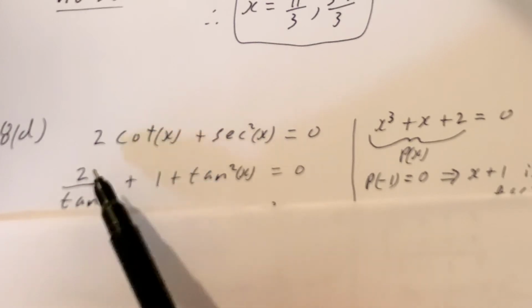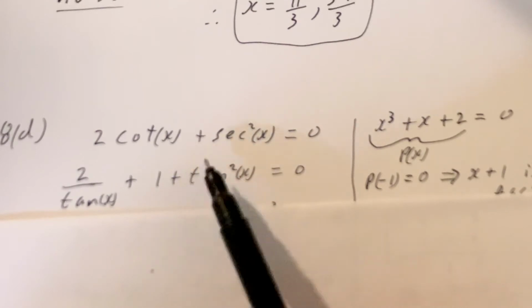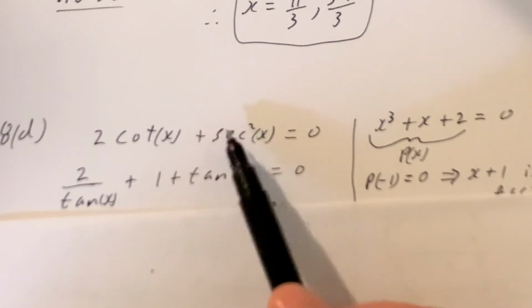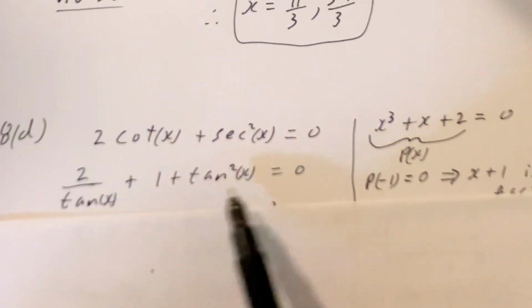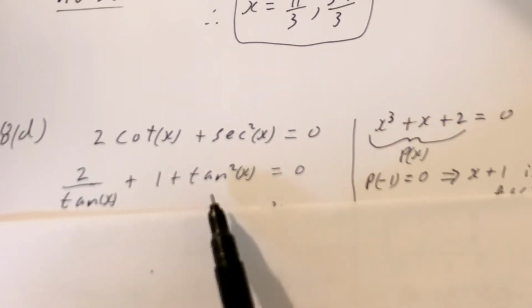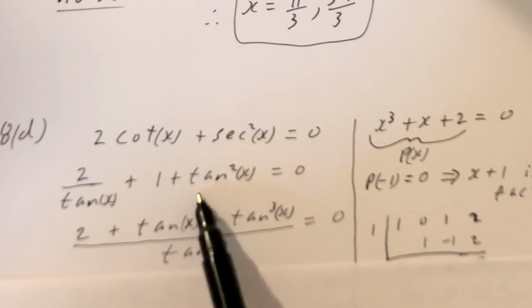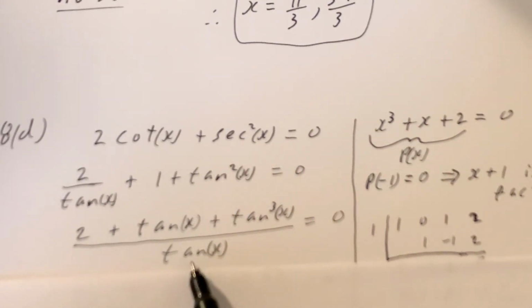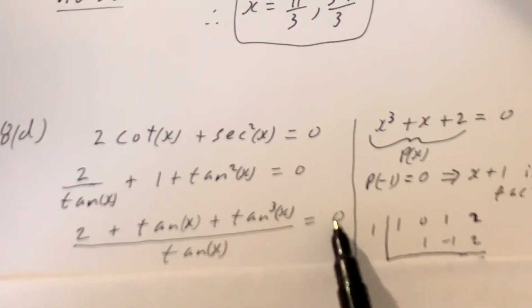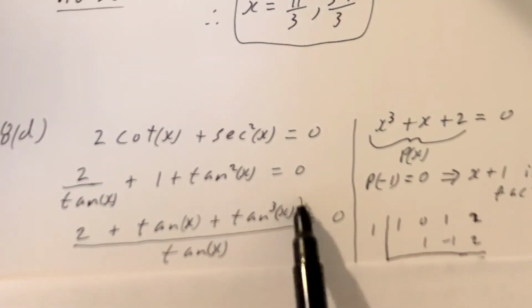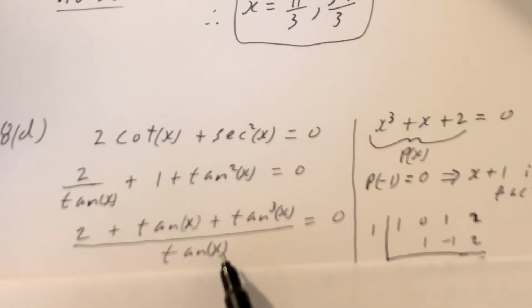Cotan x is 1 over tan x, so we're replacing that here. And secant squared x is one of our Pythagorean identities: it's 1 plus tan squared x. So now we have it all in terms of tan. Going to get a common denominator now, so we multiply this top and bottom by tan x. So the tan x is on the bottom, and we get 2 plus tan x plus tan cubed x all over tan x equals 0. Now to solve this, like any rational equation, we have to solve when the top equals 0 and make sure the bottom doesn't equal 0 at the same place.